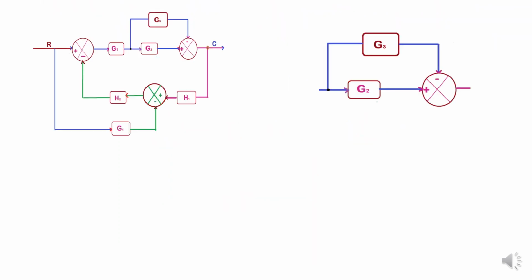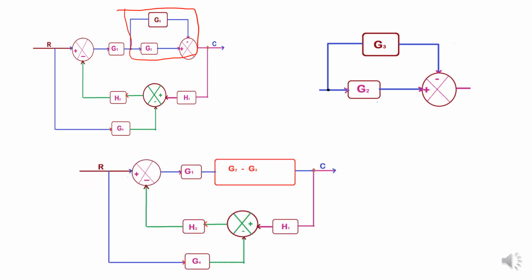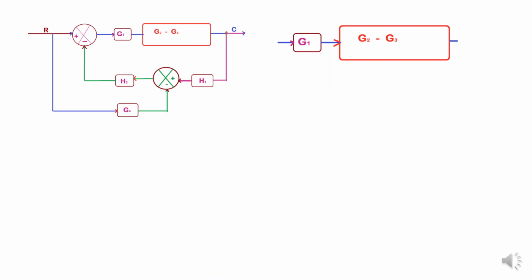In this diagram, first of all, I am going to apply rule number 2. Two blocks are connected in parallel. G2 and G3, both the blocks are connected in parallel. So what is the resultant block? Resultant block is G2 minus G3. And next G1 and G2 minus G3, these two blocks are connected in cascade or series. So multiply both the blocks, G1 into G2 minus G3.